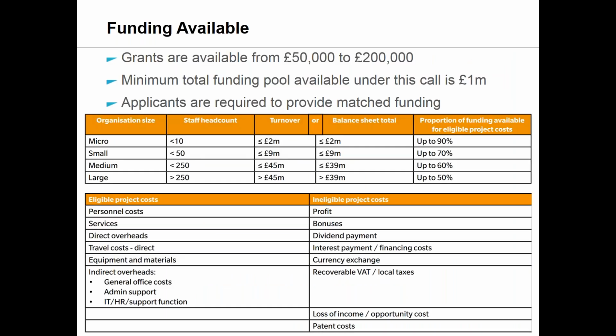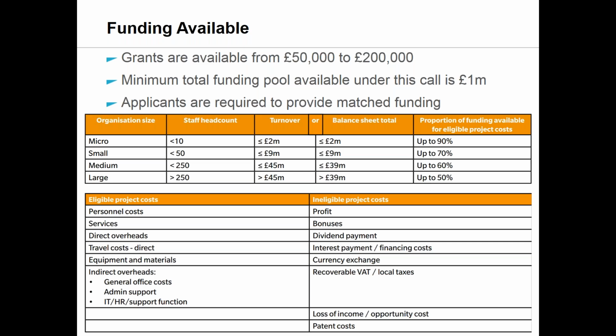So grant funding is available from between £50,000 and £200,000 per R&D project, and under this call we are making at least £1 million available. Applicants are required to provide match funding. The level of match funding required to be provided by applicants depends on the size of your organisation. For example, if you're a micro-sized organisation, the match funding requirement is a minimum of 10%.